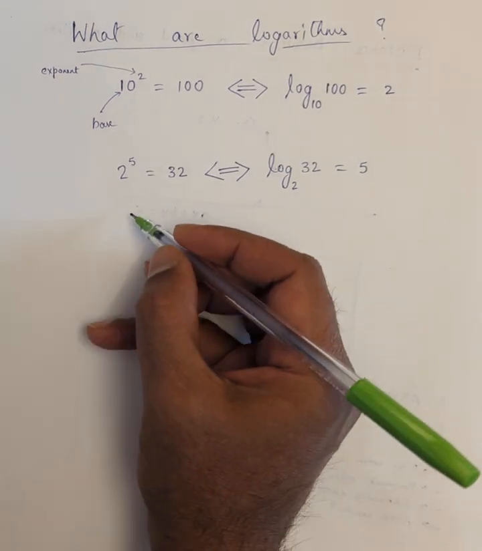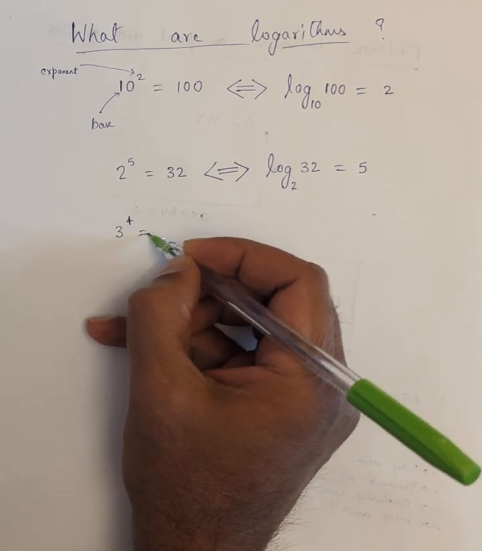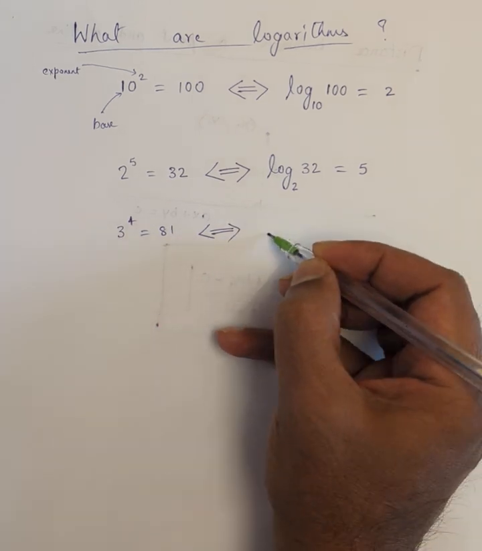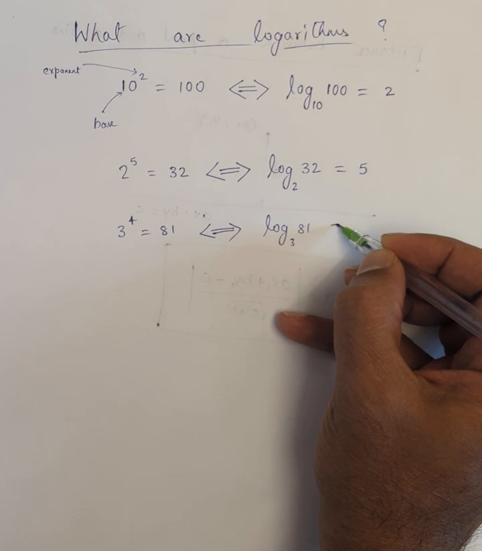Now, let's consider one more example. 3 to the 4 equals 81. You could rewrite this as log base 3 of 81 equals 4.